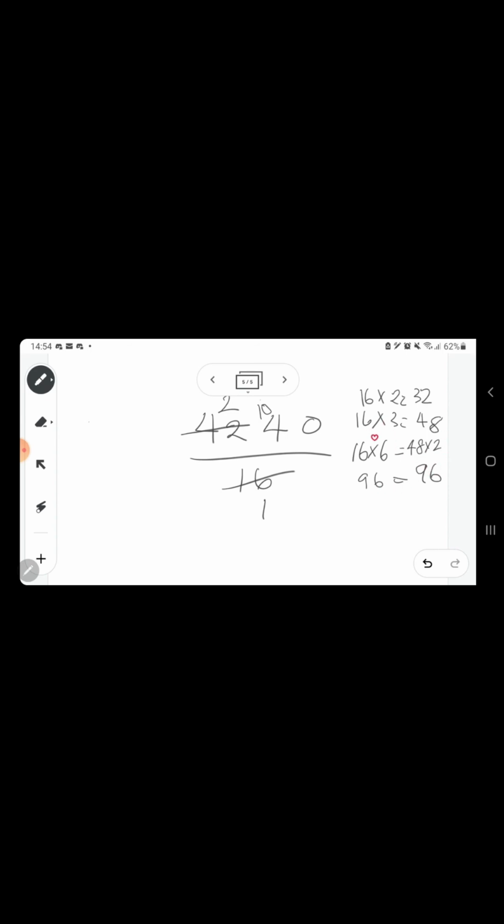See how I jumped from 48 straight to 96. See how instead of me doing 16 times 4 and 16 times 5, I moved quickly to 16 times 6, making my life easy. Now, if you notice, I'm very close to 104. I'm very close to 104.